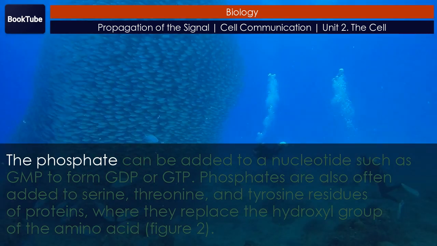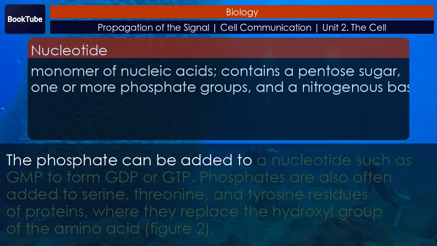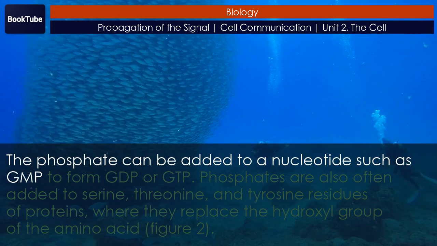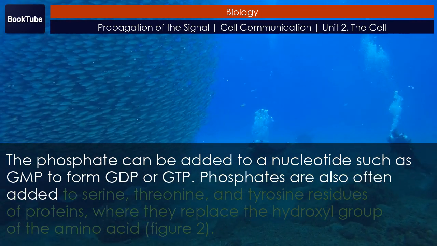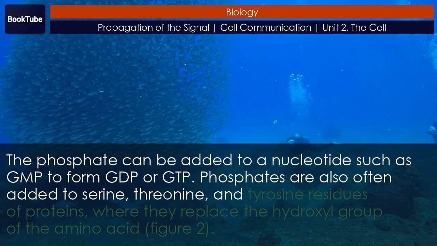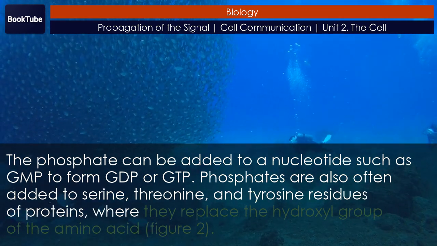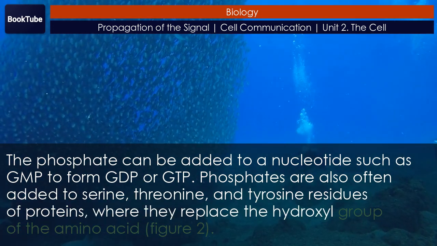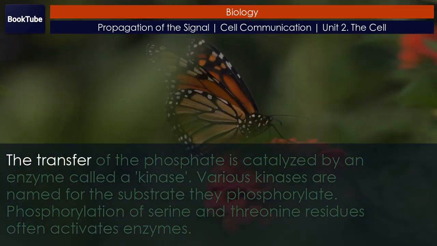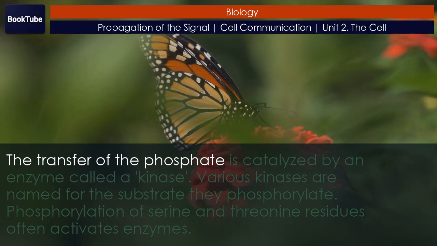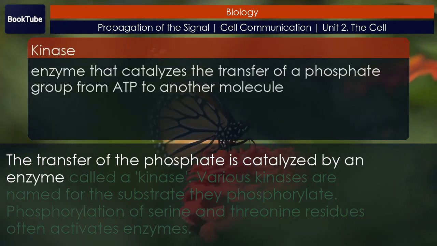The phosphate can be added to a nucleotide such as GMP to form GDP or GTP. Phosphates are also often added to serine, threonine, and tyrosine residues of proteins, where they replace the hydroxyl group of the amino acid. Figure 2. The transfer of the phosphate is catalyzed by an enzyme called a kinase.